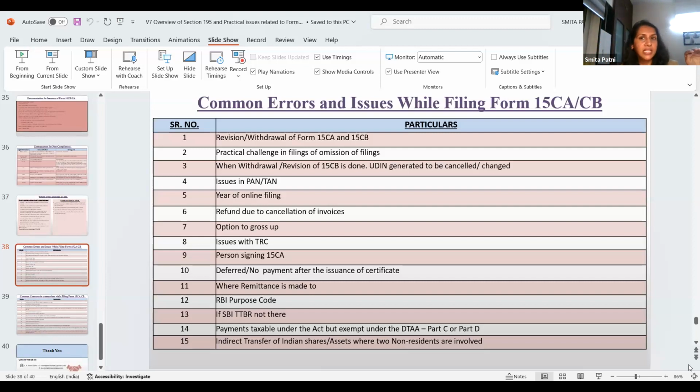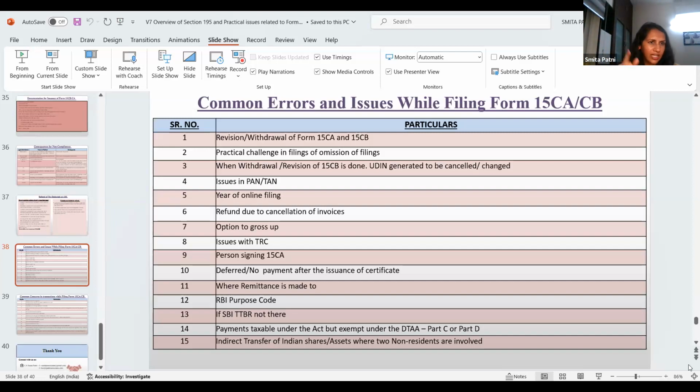When you do 15CA, when you start filling that 15CB form, the first drop down menu is the year to which the 15CB is related. So it may be the previous year or this year. If you have forgotten, I think the window is still open for FY 22-23. You can still go to the previous year and file your 15CA today. Else you can file it in the current year, but do not miss out filing 15CA as it is important. Withdrawal, I have already said about UDIN.